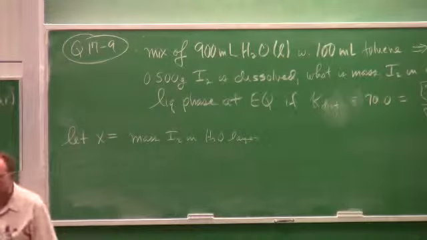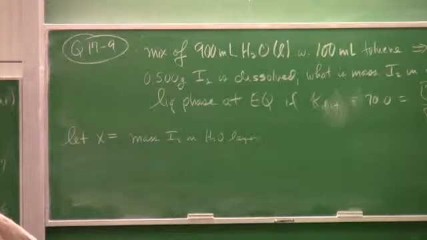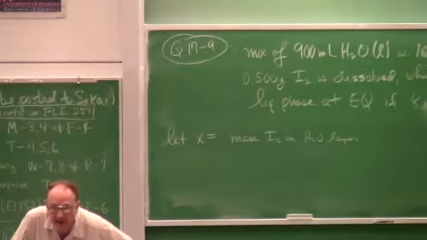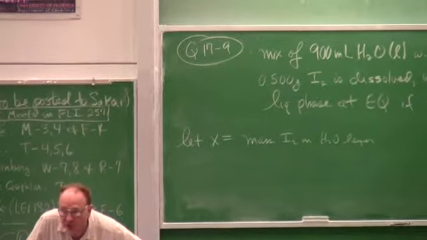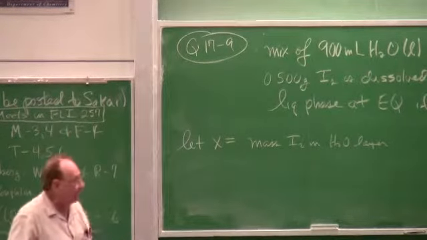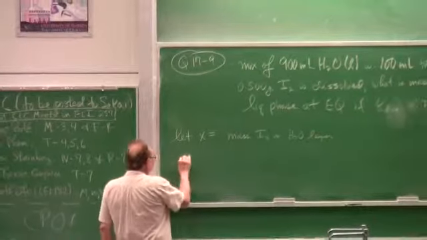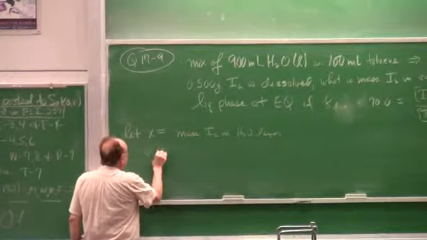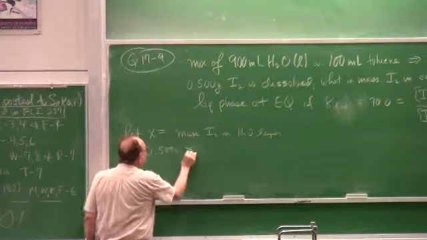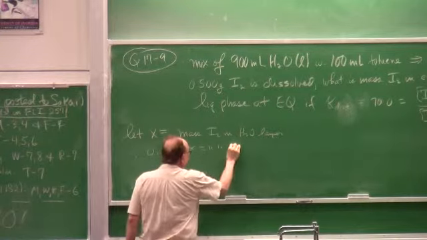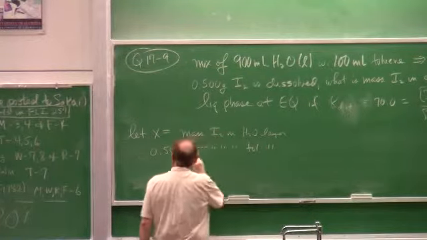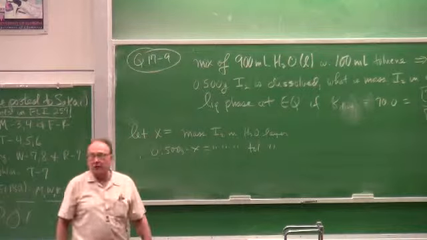If that's the way we define X, how do we refer to algebraically the quantity of I2 dissolved in the toluene layer? 0.500 less X. If you write that down as Y, you've now created a problem you can't solve, because if you've got two unknowns and only one equation, you've got a system you can't crack. So here's what we now have. Therefore, 0.500 grams minus X equals mass I2 in toluene layer.